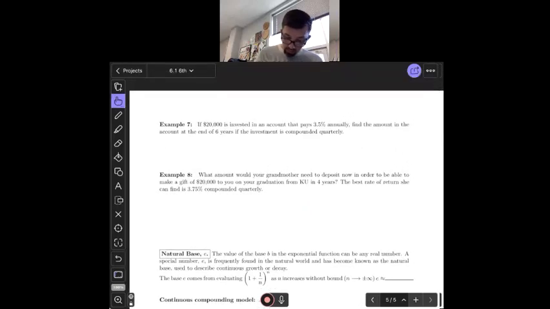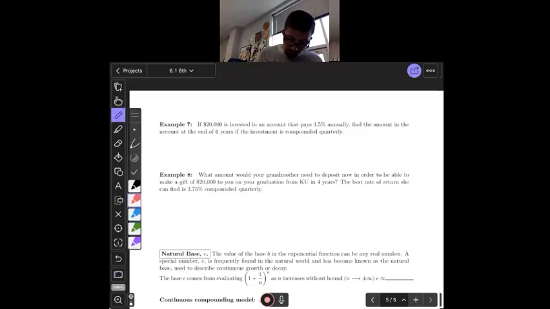So if $20,000 is invested in an account that pays, so what am I seeing here? There's my principal, investment, account that pays 3.5% annually, so that's my interest rate. I'll write that as a decimal though, R equals 0.035. Find the amount after 6 years, so T is 6. The investment is compounded quarterly. So there's our word for our N value, and quarterly means 4.